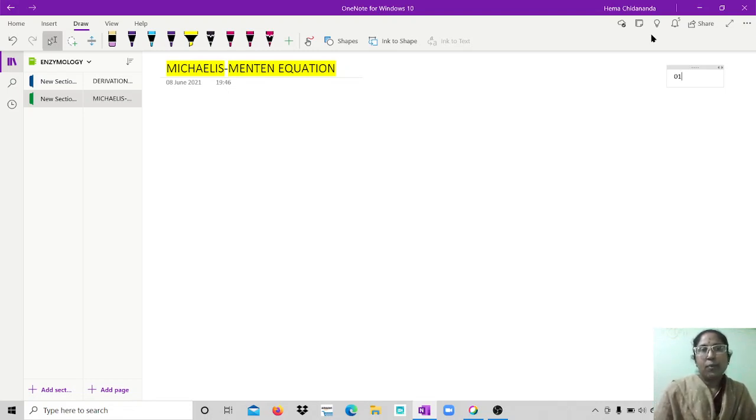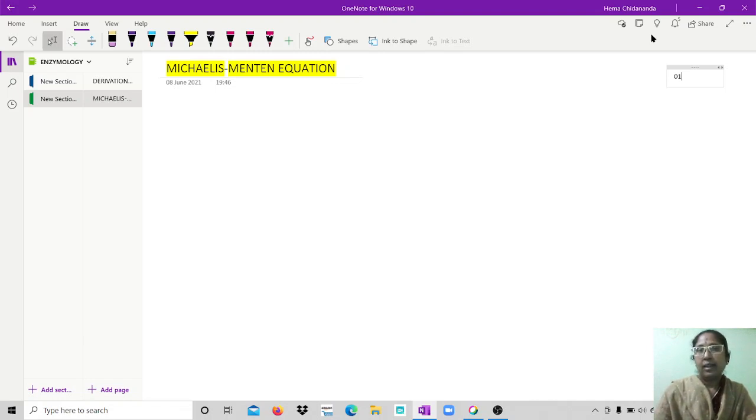Students, in this session, I'm going to explain to you the Michaelis-Menten equation. In 1903, Victor Henry, while working with an enzyme catalyzed reaction, proposed a concept that enzyme molecules, whenever they react with substrate molecules, form an enzyme substrate complex, and eventually this complex leads to the formation of the product and free enzyme.